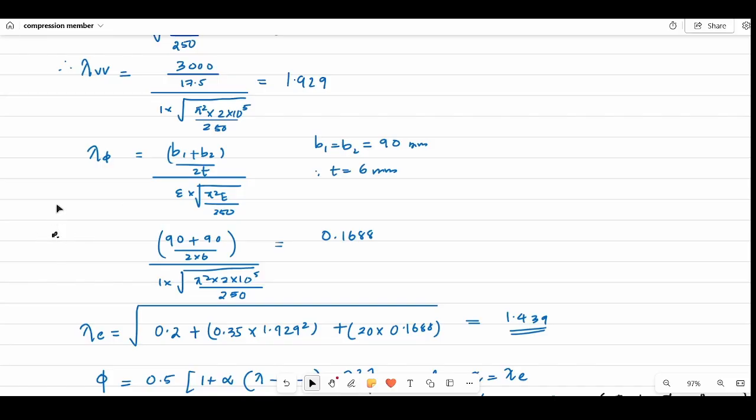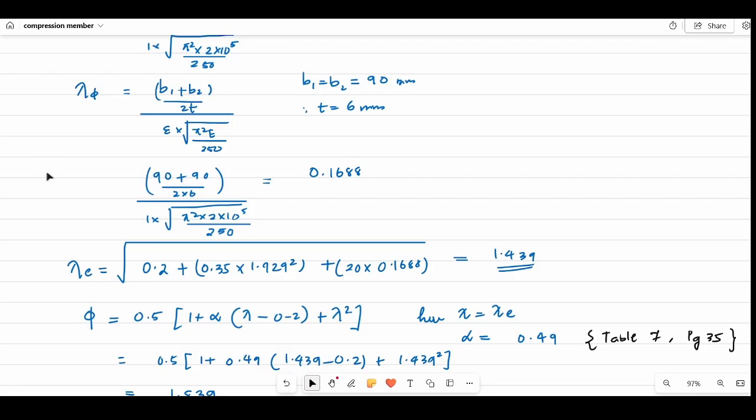Now we'll be substituting all these values in our effective slenderness ratio. There is the lambda vv value, the lambda phi value, and also the k1, k2 and k3 values. Everything is given under clause 7.5.1.2 on page number 48. So everything will be substituted, and I will obtain the value of the effective slenderness ratio as 1.439. So this is the value obtained.